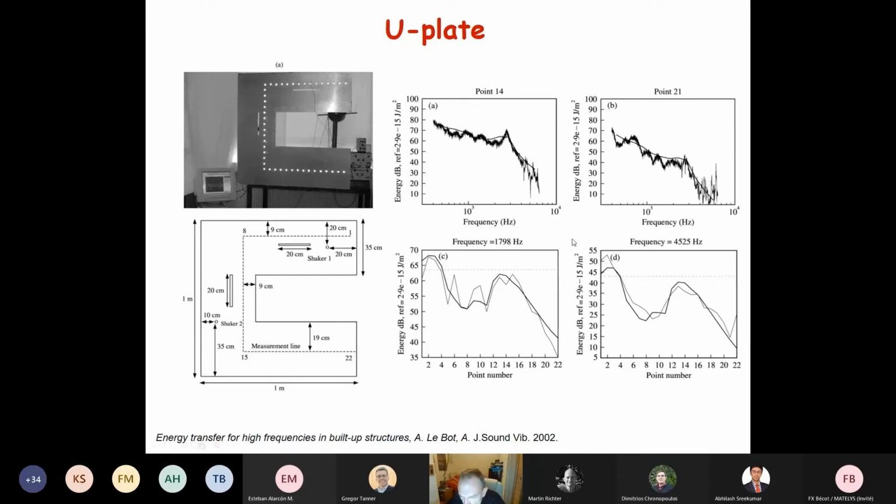And now at the bottom you can see the evolution of the vibration all along this line. And we had two vibrators in that case. This is why we have these two maxima.